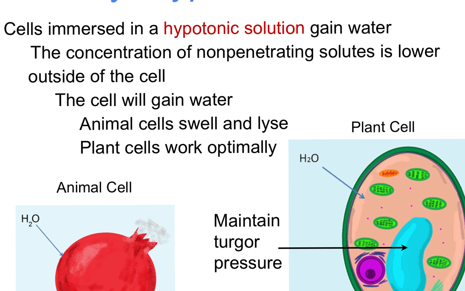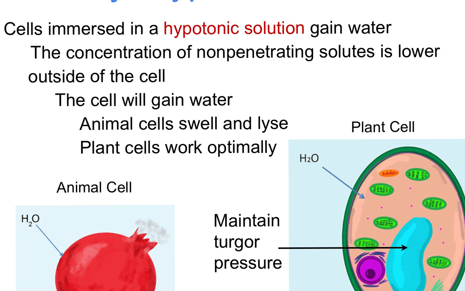Hypotonic solutions: when cells are immersed in a hypotonic solution, they gain water and increase in size. So the concentration of those non-penetrating solutes is lower on the outside of the cell, so the cell is going to gain water. Animal cells will swell and eventually lyse. Lyse means to pop open.